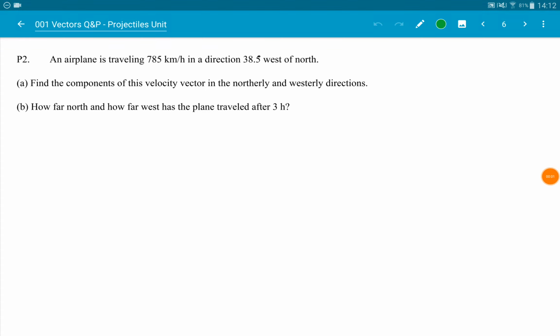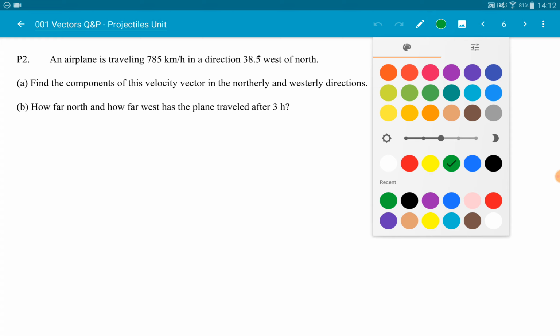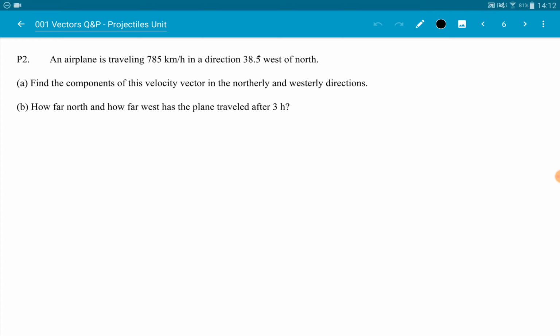Welcome back. We're in Vectors and Projectiles, worksheet number 1, problem number 2 out of Giancoli here. An airplane is traveling 785 kilometers an hour in a direction 38.5 degrees west of north. Find the components of this velocity vector in the northerly and westerly directions. And how far north and how far west has the plane traveled after 3 hours?